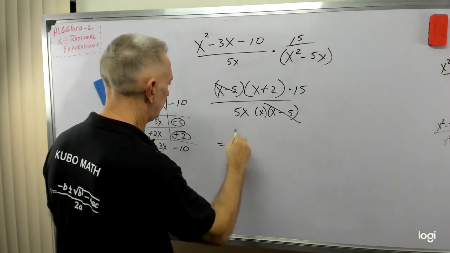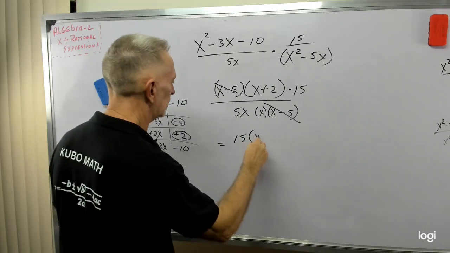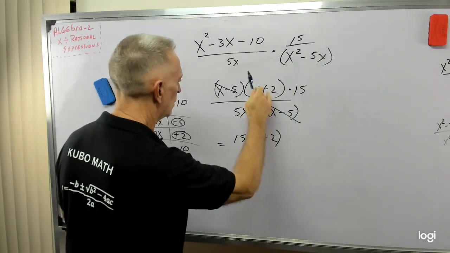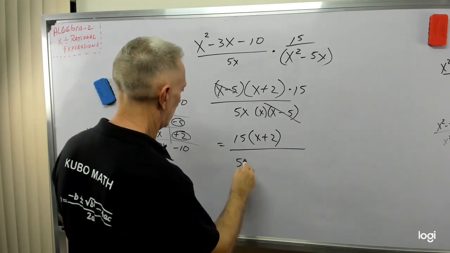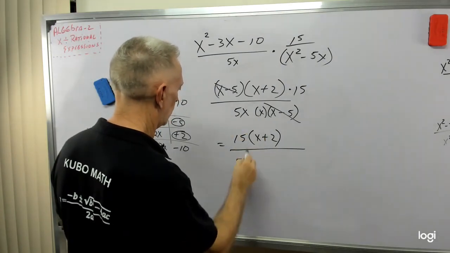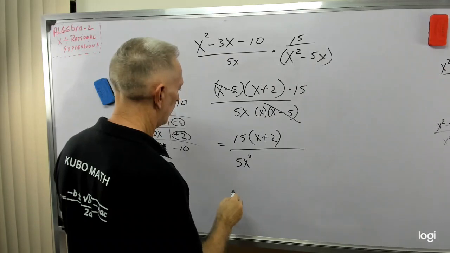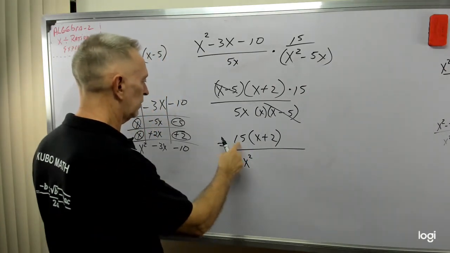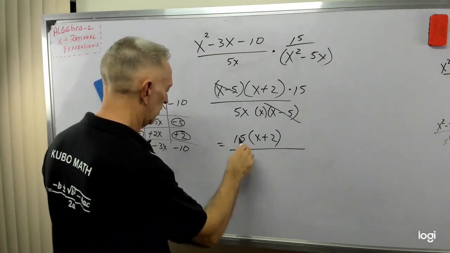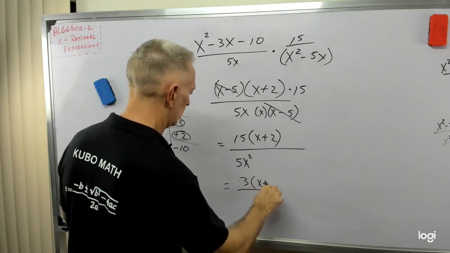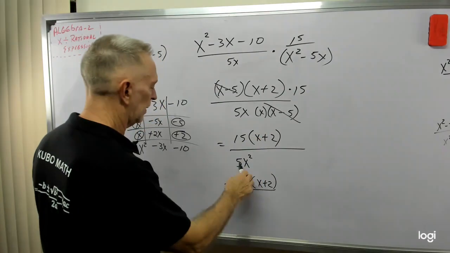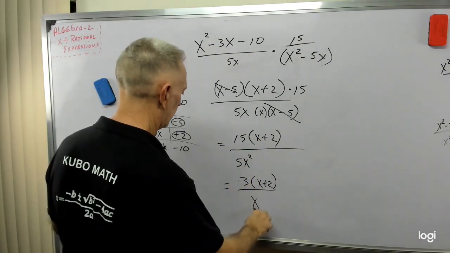So I've got 15 times x plus 2 divided by 5x squared. So this would give me 3. 15 over 5 is 3, times x plus 2, divided by x squared.